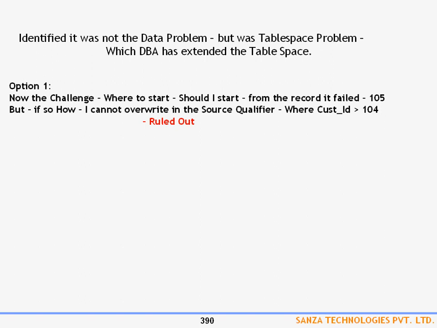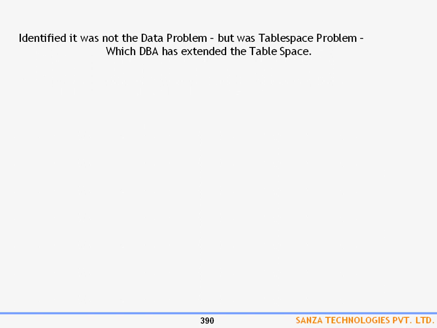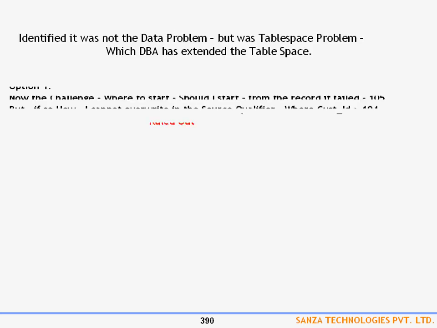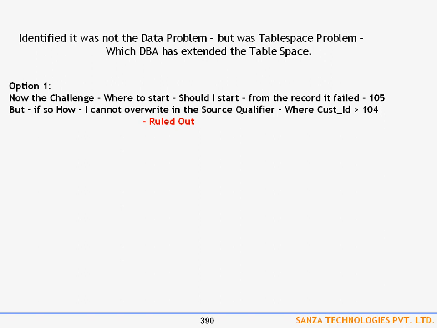So it failed at the 105 record. It is a table space problem, so they extended the table space. Now where should I start from? Should I go to the source qualifier transformation and say greater than 104? Extract the data where customer ID is greater than 104.